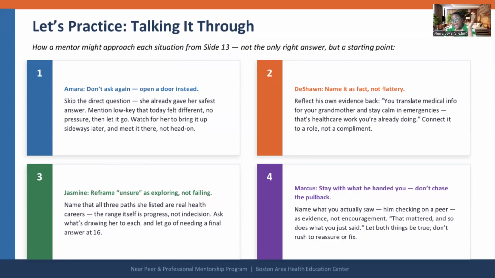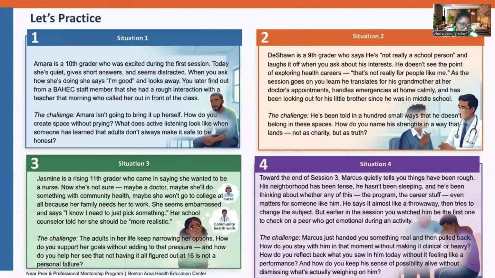So connecting it back to the role of healthcare, while also giving him that compliment and helping him see that, hey, that's a strength that would actually be great in healthcare. In Jasmine's scenario, she talks about being unsure, right? Because she's not sure she wants to be a doctor. She's not sure about college, but her counselor is telling her be realistic, as if they don't believe in her.